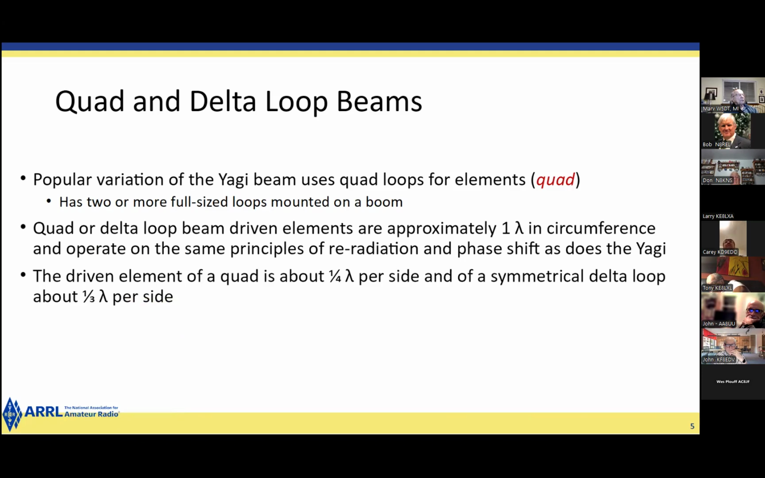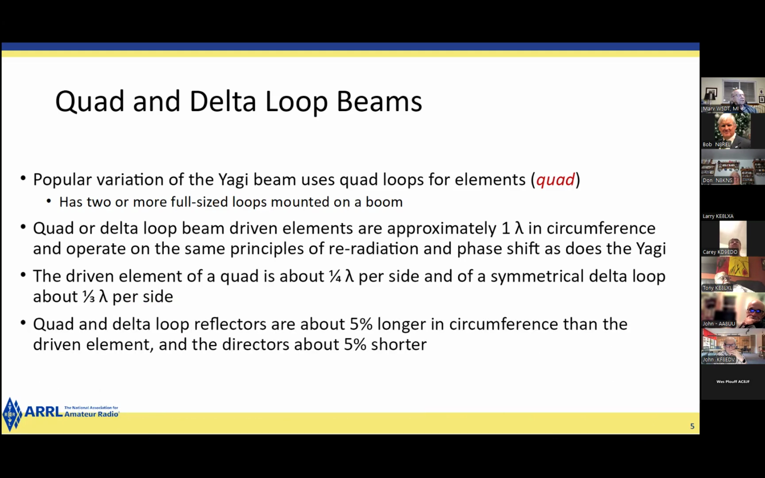The driven element of a quad is about a quarter wavelength per side, and of a symmetrical delta loop about a third wavelength per side. Quad and delta loop reflectors are about 5% longer in circumference than the driven element, and the directors are about 5% shorter. Front to back ratio is generally better than for the Yagi.